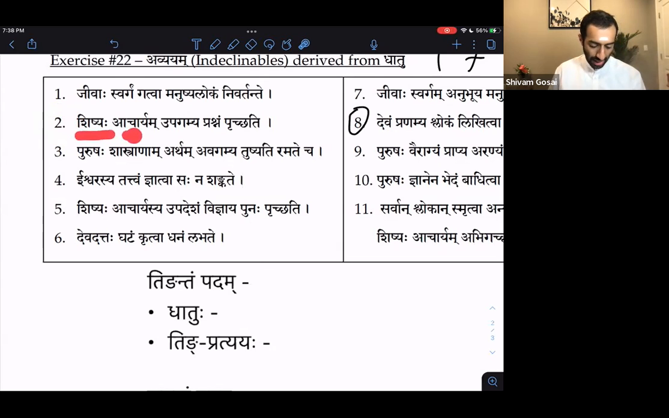Number 2: Shishyaha acharyam upagamya prashnam prichati. One thing is that, of course, we need to know the cases, but here some vocabulary will be involved. If the vocabulary doesn't come to you quickly, that's okay. That's why we're doing it together. But it's always helpful to have a dictionary around, either a book dictionary or an online dictionary, and I can show you some online dictionaries as well. Sometimes the vocabulary doesn't come to us so quickly. But first, we want to pick out our verb. Shishya acharyam upagamya prashnam pritchati. You see the verb all the way there, this pritchati.